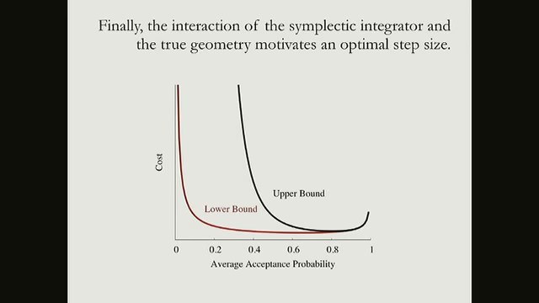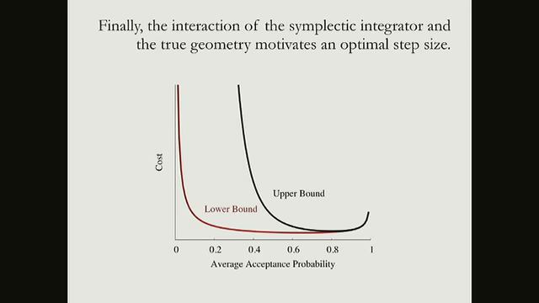And it's near optimal. And so all we have to do is choose a step size such that the average acceptance probability is between 0.6 and 0.8, and we're done. Again, in most models. We'll see some issues where this might not be the case in the second lecture.